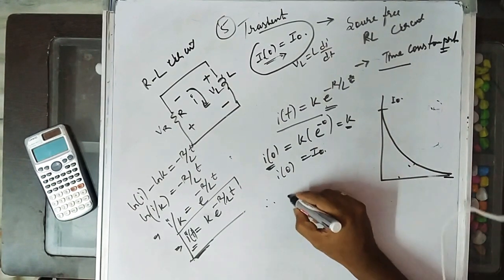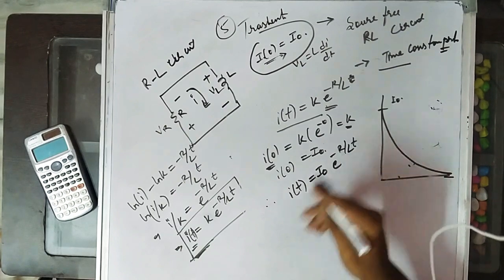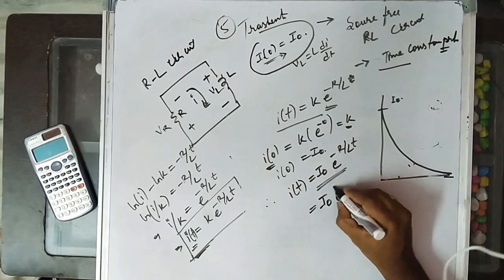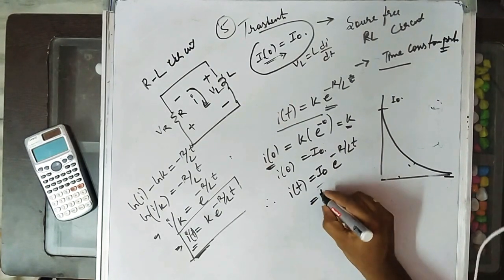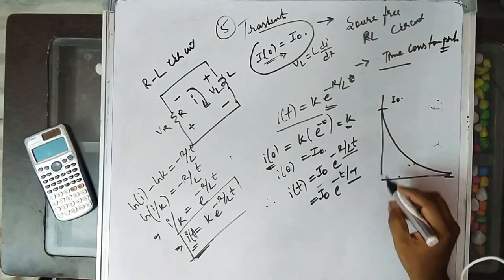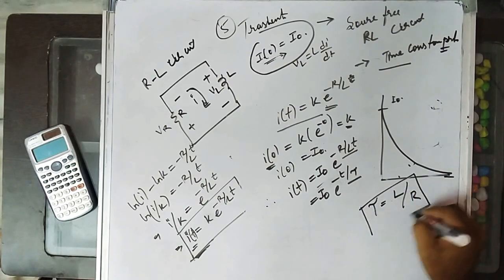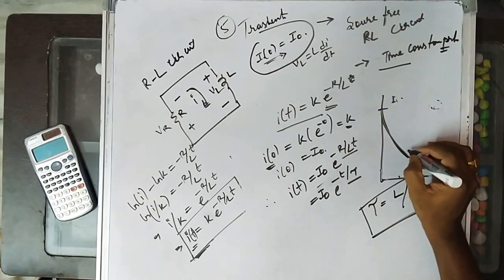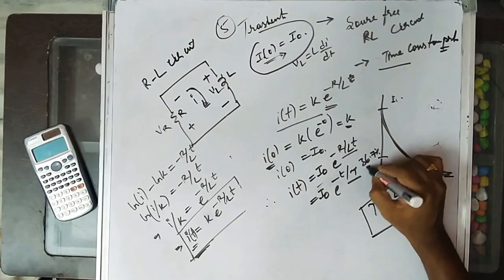Therefore I of t equals I naught into e power minus R by L into t. This can be written in terms of the time constant as I naught e power minus t by tau. Observing this, the time constant of the RL circuit depends on R by L. What is the time constant? The time required for the initial value to decay to 36.7% of the initial value is the time constant.